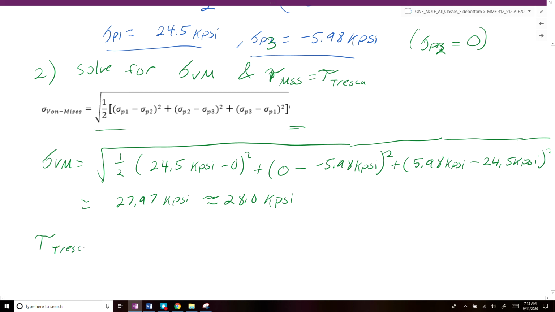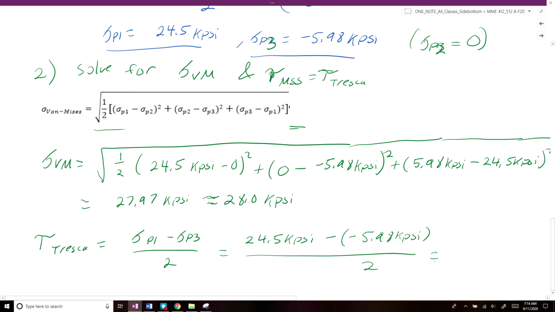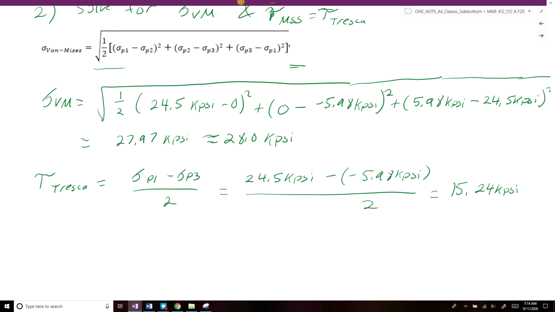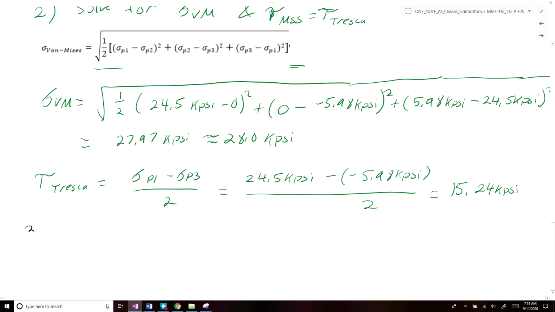So the next step we can do is solve for our maximum shear stress, or our Tresca stress, which we know is just going to be equal to sigma P1 minus sigma P3 over 2. In this case, sigma P1 is 24.5 kpsi. Sigma P3 is equal to negative 5.98 kpsi. We just divide that by 2. So we should end up getting tau Tresca being 15.24 kpsi.